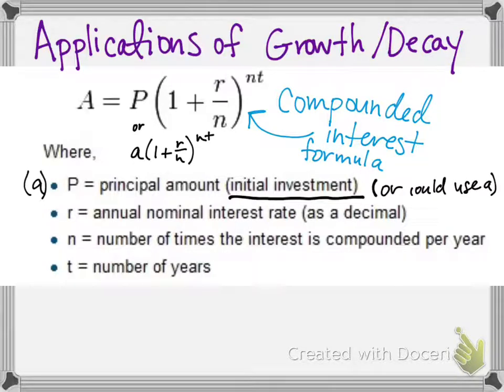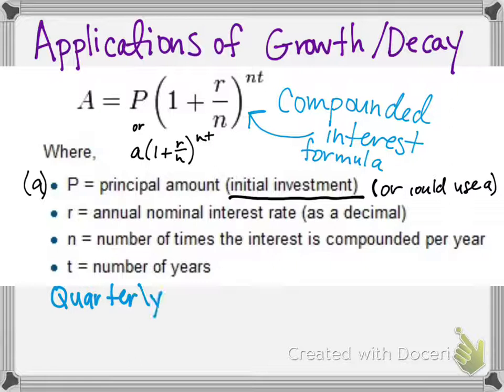So this is just a step further for applications of growth and decay. We have two different formulas. The first one is if you have compounded interest. The ones that we have seen so far have been interest that's just yearly, so annual rates, but you could see different compounds. The different types of examples that you could run into could be quarterly.